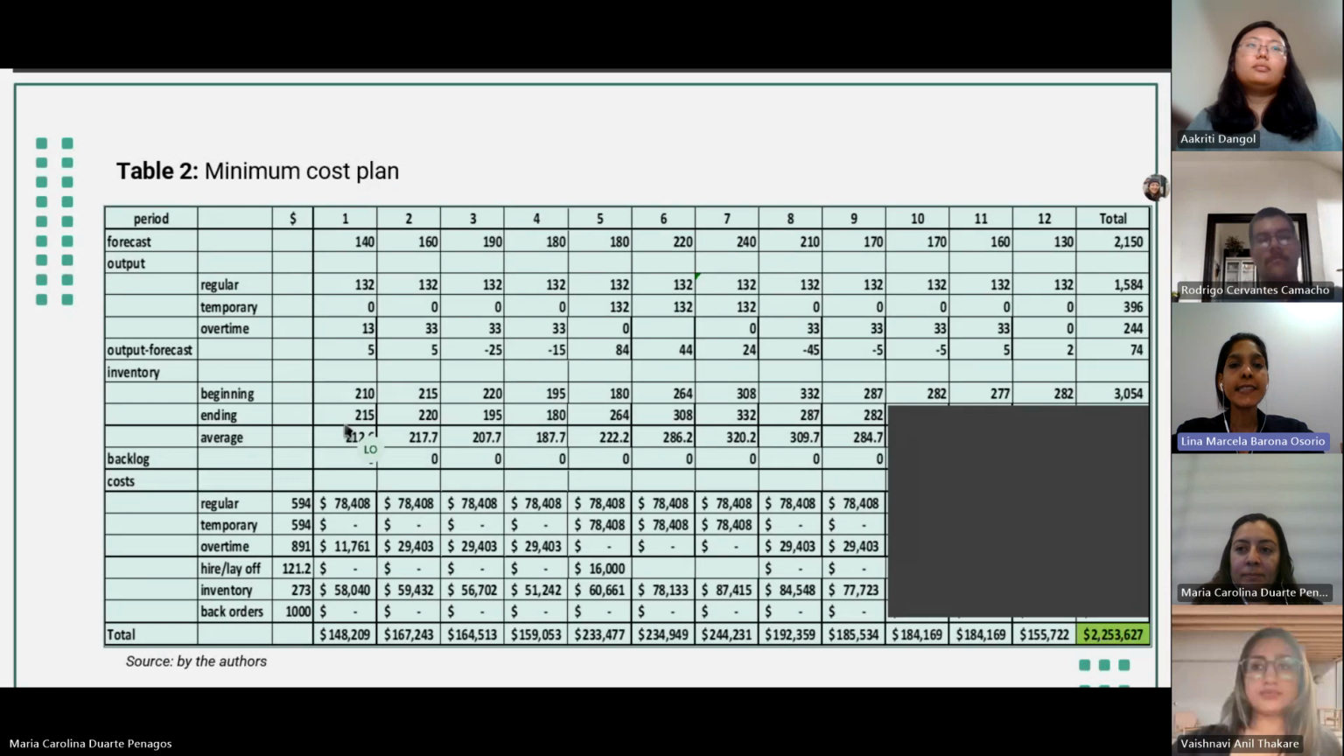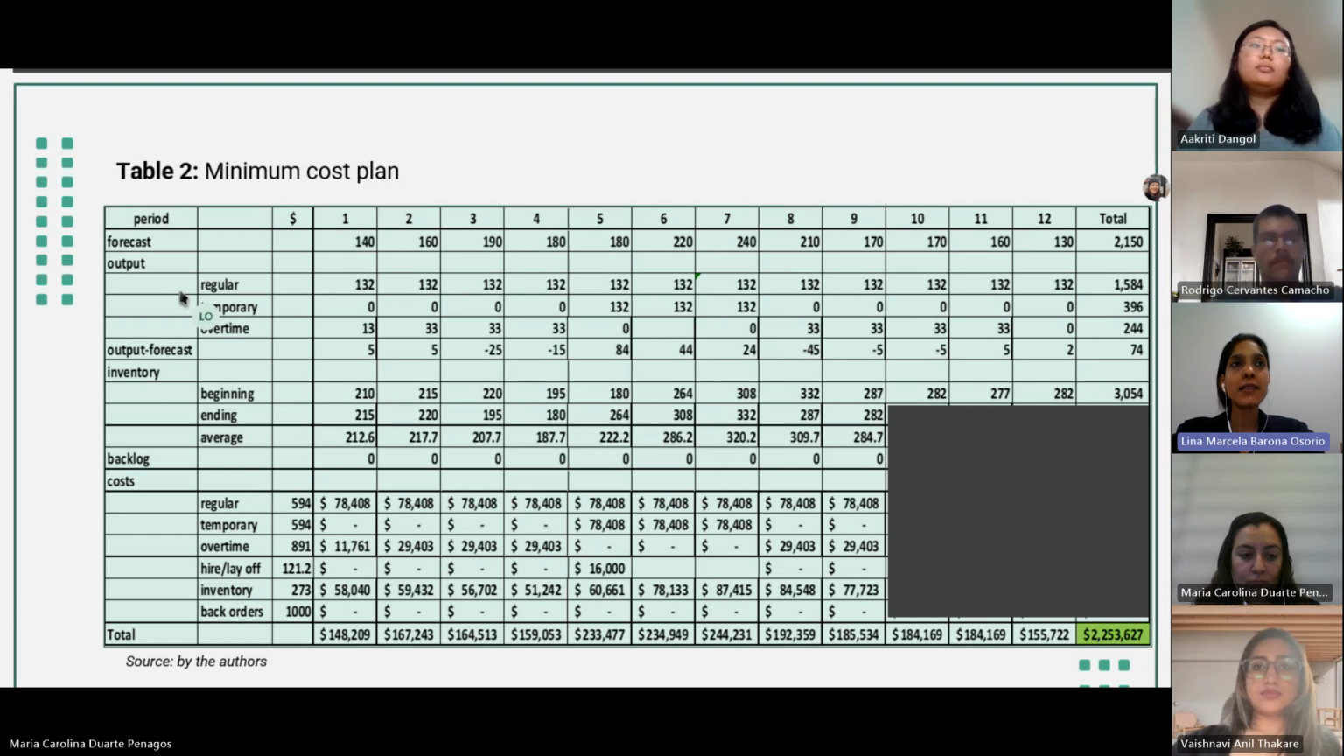For the ending inventory, basically, we add the beginning inventory with the output forecast. And for the average inventory, we add the beginning inventory with the ending inventory divided by 2. In backlog, in this case, we don't have backlog. Later, moving into the cost, basically, we have 2 types of cost. The first one is the human resources.